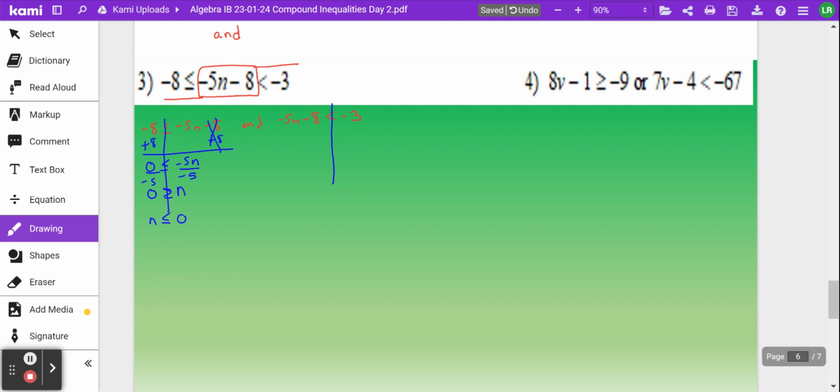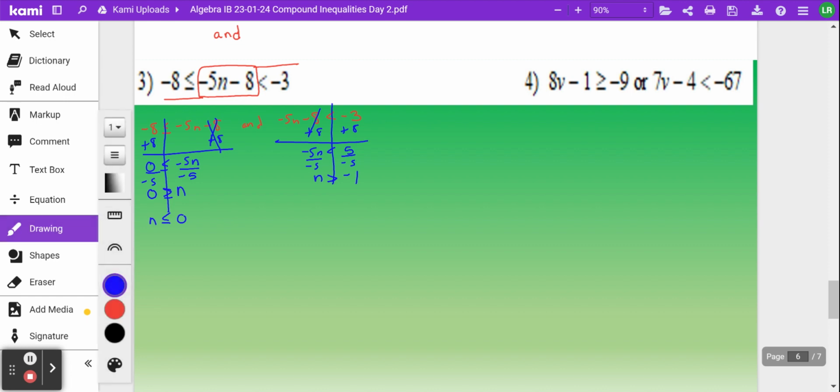The second one, add 8 to both sides. I get 5. Divide by -5. I have to flip my inequality sign. Now I get n is greater than -1. Okay? 3 graphs.